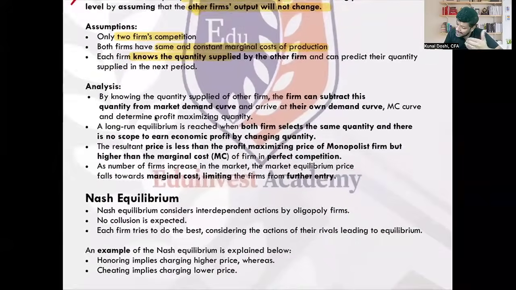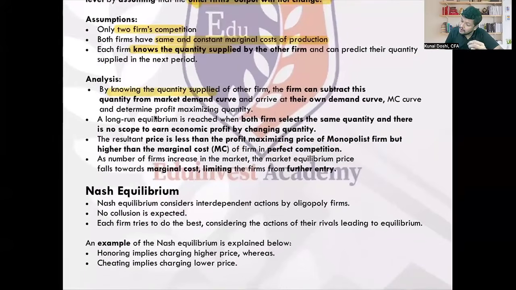Now, because of this, I know the quantity supplied by the other, so the firm can subtract this quantity from the market demand and see how much it can suffice, right? So how much demand it can handle, the balance is what the competitors will probably be handling, right? A long run equilibrium is reached when both firms select the same quantity and there is no scope to earn economic profit by changing the quantity.